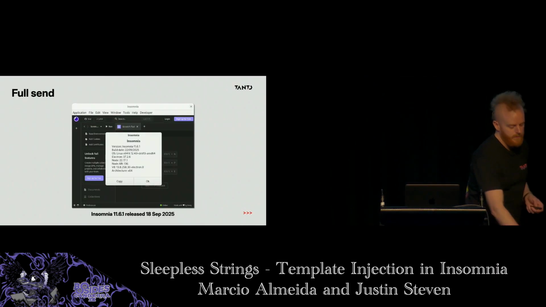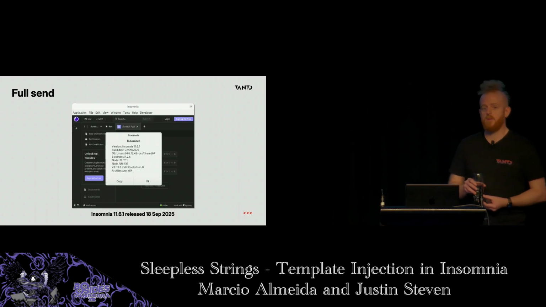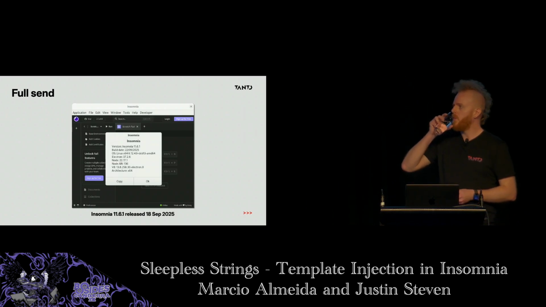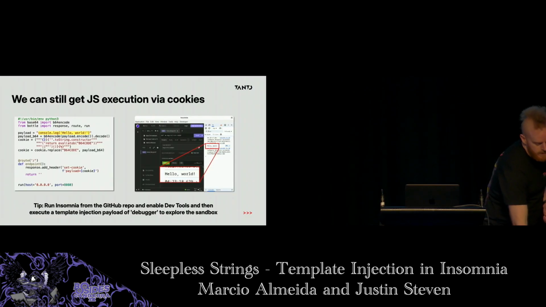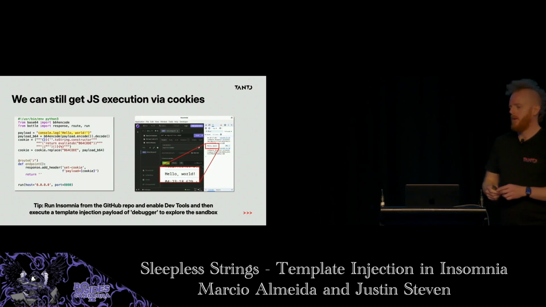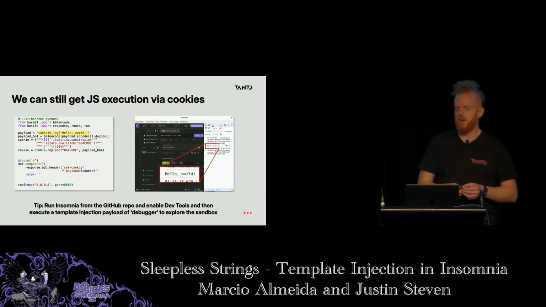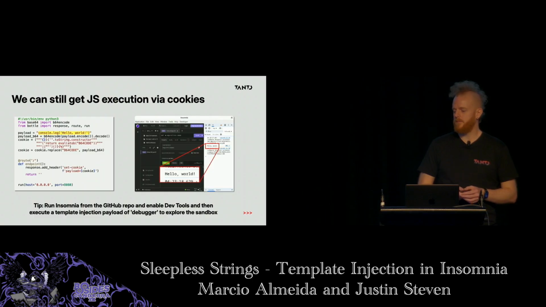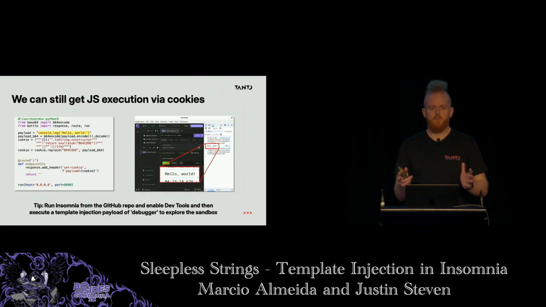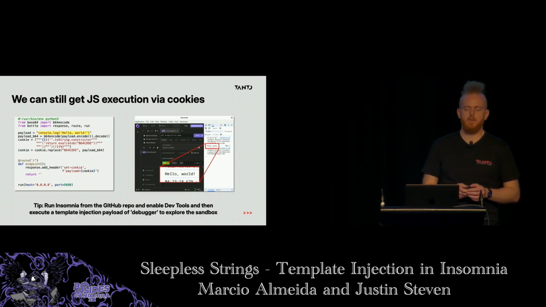So for the rest of the talk, we'll go full send. We'll bump all the way up to the latest version, which came out a bit more than a week ago, which is 11.6.1. We can still get JavaScript execution through cookies with the template sandwich trick, but we're then stuck there. We can't get out through child process to run an external command. If you want to play along with this, we'd suggest you grab Insomnia from GitHub. You can then open DevTools and render a template that just has the JavaScript command debugger. You'll get a breakpoint, and you can then explore what the inside of that sandbox looks like.